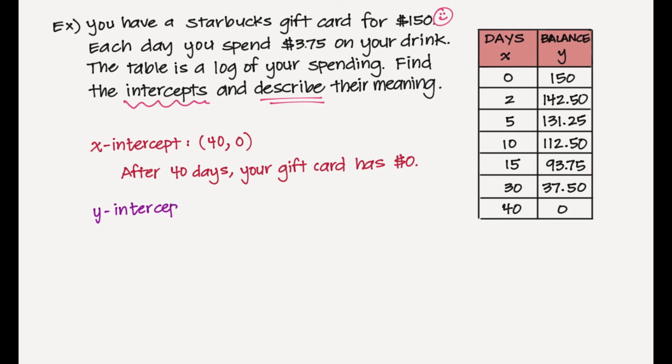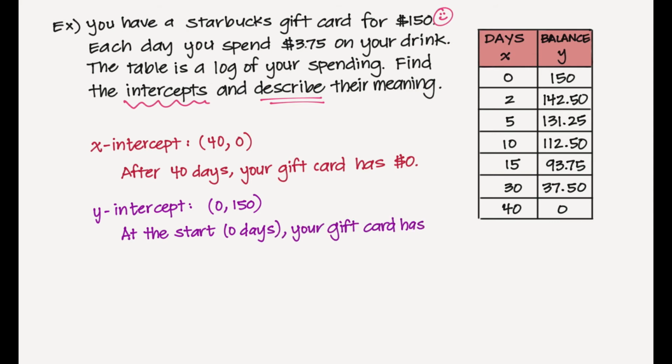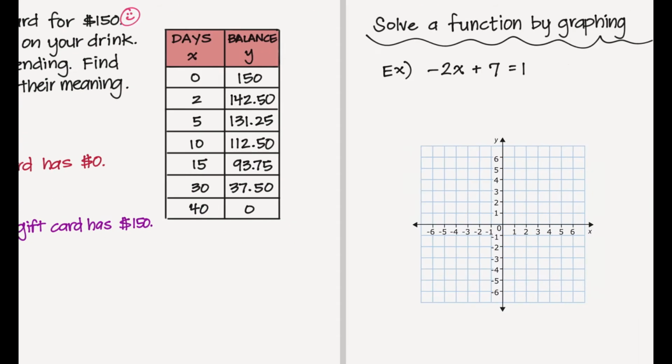Likewise, the y-intercept is where the x value is 0. So at 0, 150, I find my y-intercept. And this is telling me that at the start, when there have been 0 days that have passed, your gift card has $150 on it. And that's it for interpreting this table.